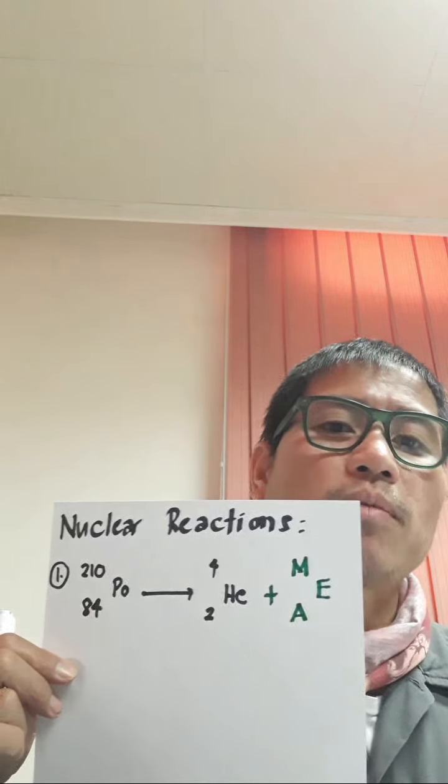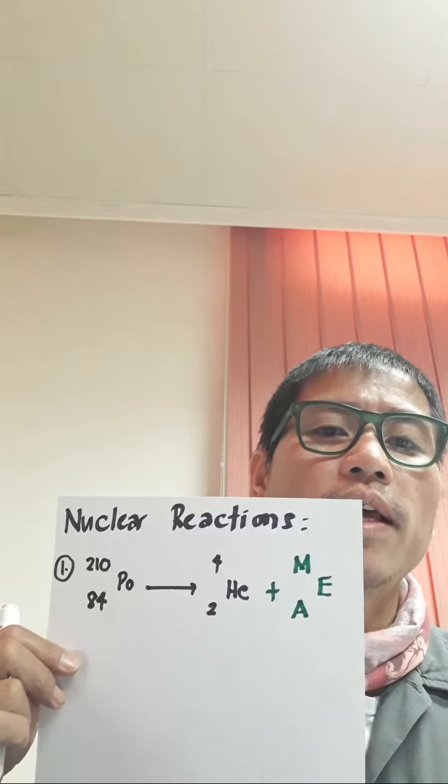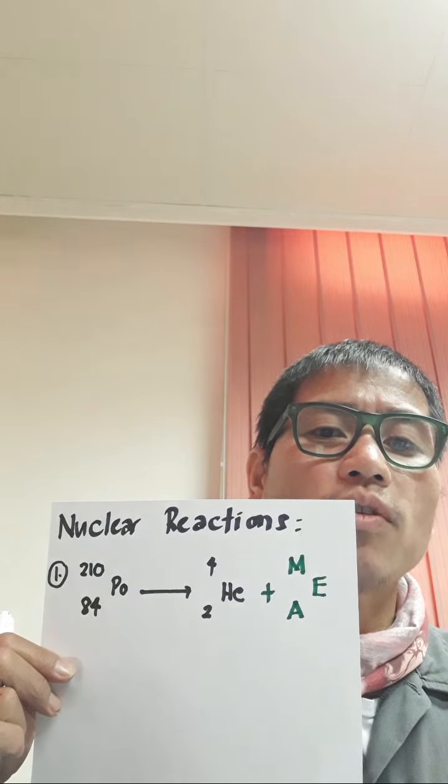So our answer will be like this, plus, so let capital M be our mass number, let capital A be our atomic number, and let E be our element. Now use simple algebra for this. Just simple mathematics, which even an elementary student can do.